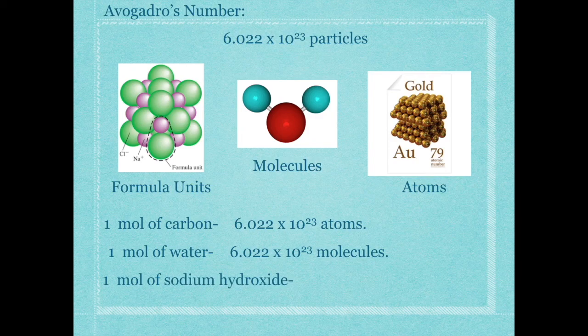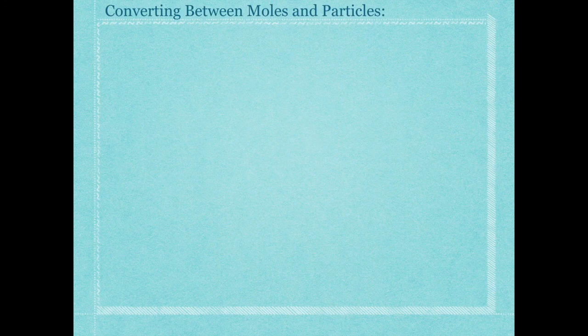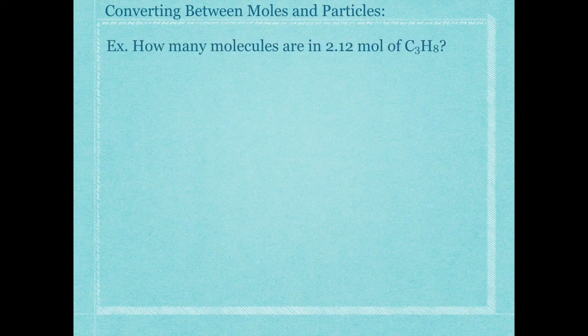And finally, if I tell you I have 1 mole of sodium hydroxide, well, that's ionic bonding because you've got a metal and your non-metal. And therefore, that would be 6.022 times 10 to the 23rd formula units. So let's actually apply this. I'm going to convert between moles and those particles, whether it's atoms, molecules, or formula units.